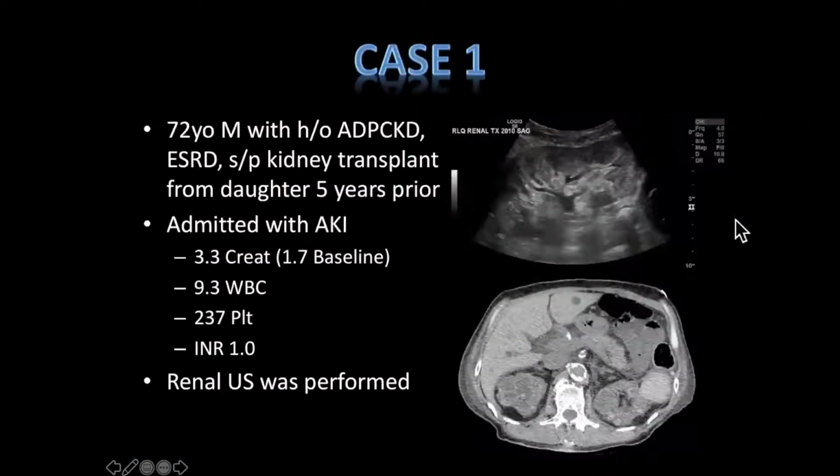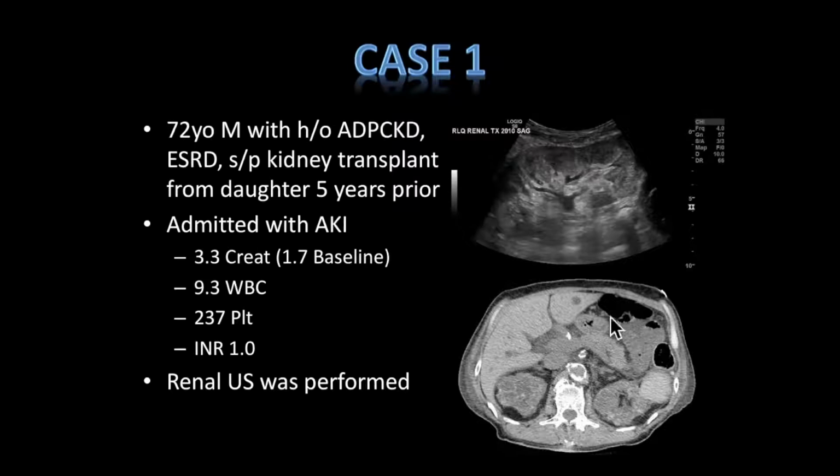So first case, this is a 72-year-old man. He had a history of polycystic kidney disease, and he got a kidney transplant from his daughter, who happened to be an IR nurse, 5 years prior. And he came to the hospital with acute kidney injury. His creatinine was up almost double. His white blood cell count was normal. He had normal platelets and a normal INR.